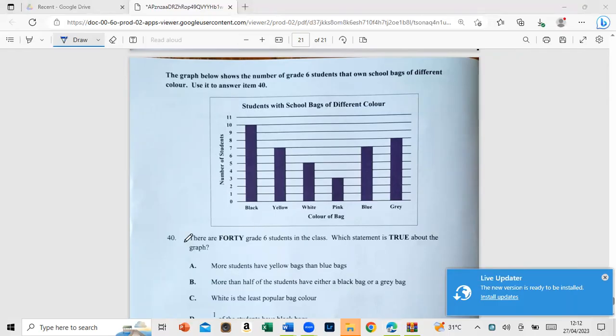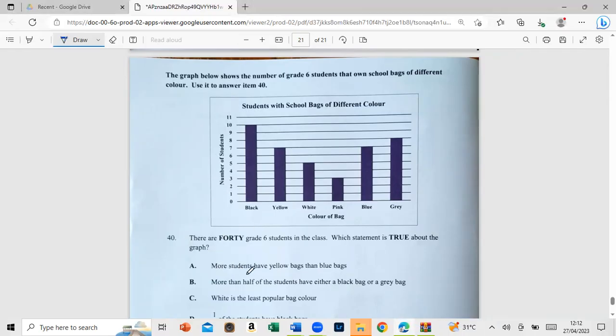Let's go through each option and do the elimination process. More students have yellow bags than blue. That is not correct. Only 7 students have yellow while 10 have blue, so we can eliminate that. More than half the students have either a black bag or a gray bag. Black is 7 while gray is 8, so that's only 15 students. The total is 40, right?